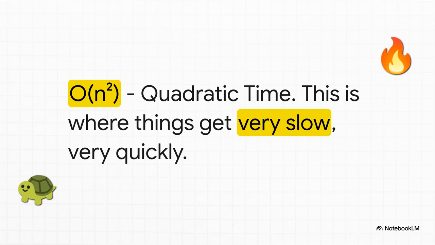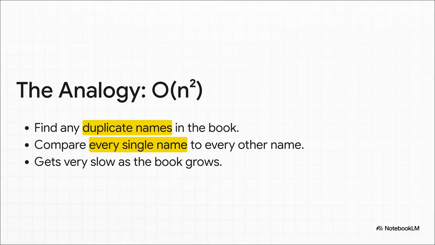And now, the one you really need to be careful of. This is O(n squared), or quadratic time. This is the one that can sneak up on you and bring your beautiful app to its knees. So imagine this crazy task. Find out if there are any duplicate names in the entire phone book. Oh, you'd have to take the first name and then compare it to every other name. Then you take the second name and compare it to every other name. You see where this is going?